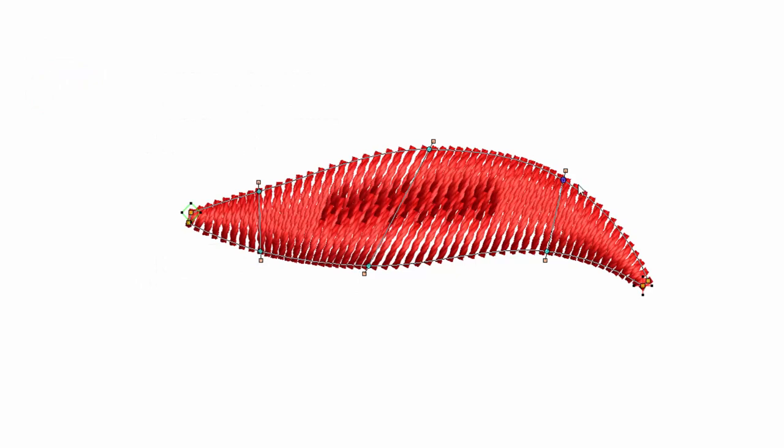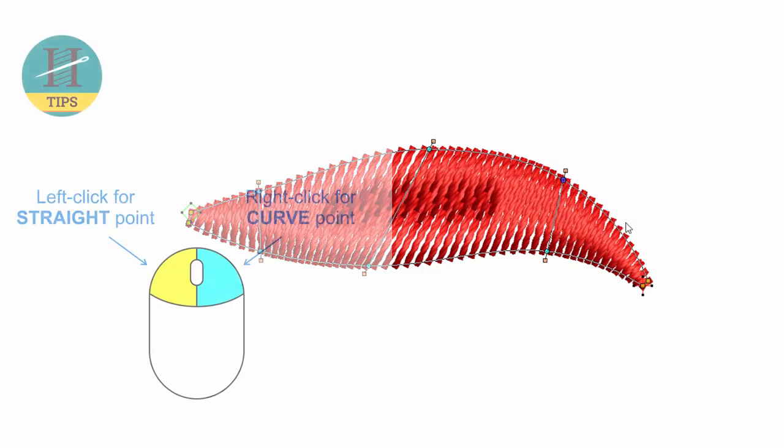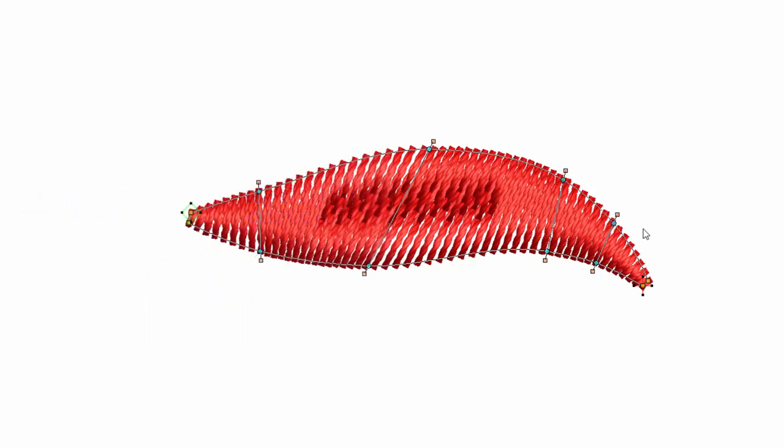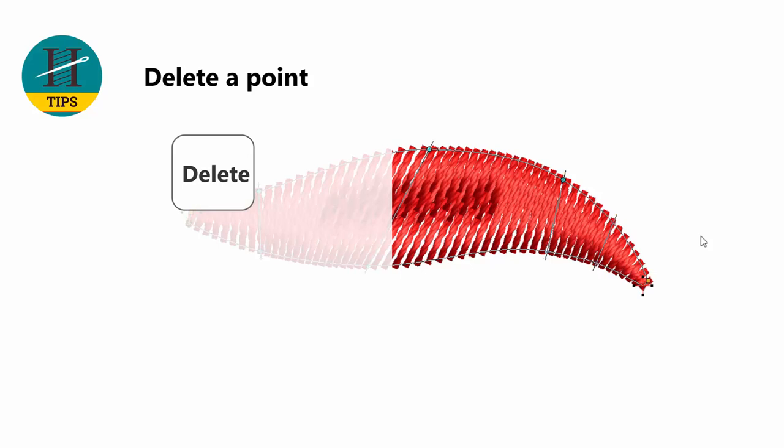You can also add additional reshape points by clicking on the outline of the object. To add a straight reshape point, use your left mouse button. Or to add a curved reshape point, use your right mouse button. At any point in time, you can delete a reshape point by selecting the node and pressing delete on your keyboard.